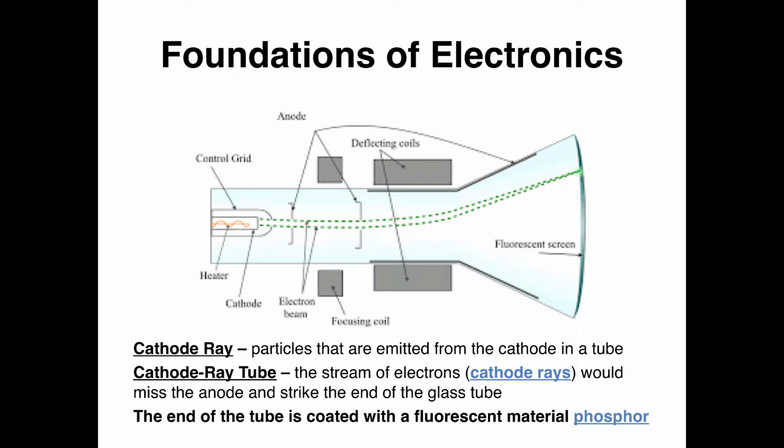The end of the tube is then coated with phosphorescent material called phosphor and can be seen by somebody on the outside. What you see here is the cathode. It emits electrons, and this electron beam comes through here, and then it's deflected by these coils one way or the other depending on what's going on, and eventually strikes this phosphor fluorescent screen, which people on the outside can see.